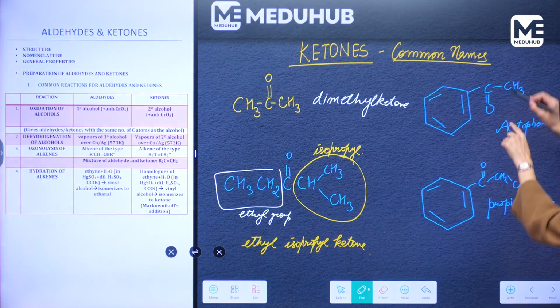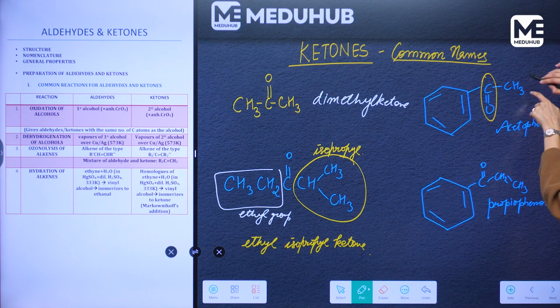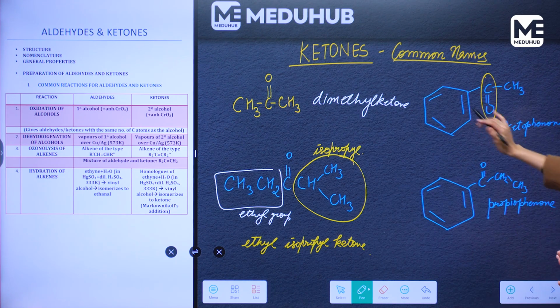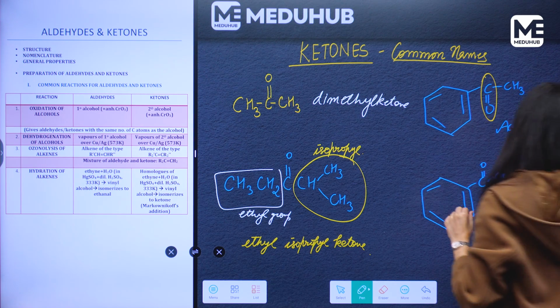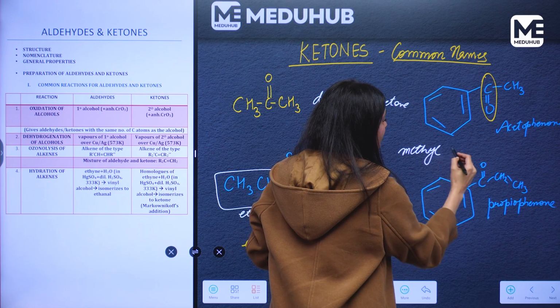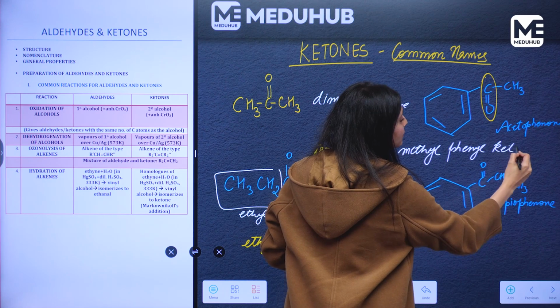Coming here, this is the carbonyl group. On one side it is flanked by a methyl group, on the other side it has a phenyl group. This is also called acetophenone, but the other common name of this would be methyl phenyl ketone.